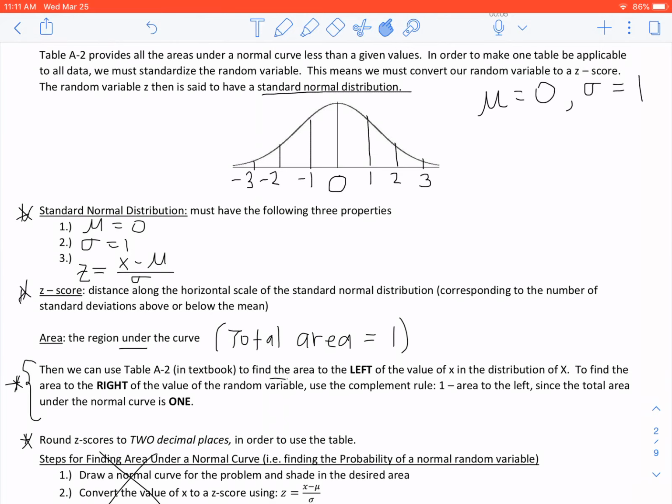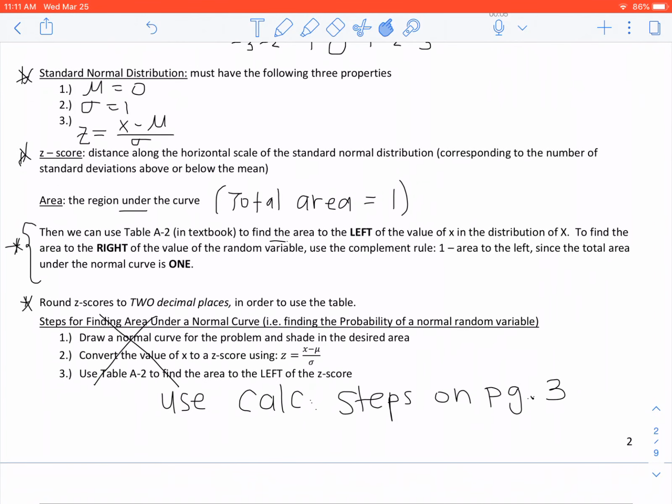And then it says on the next part down here, then we can use table A2 in the textbook to find the area to the left of the value of the distribution. We will actually be using the calculator, but the key thing here is that to find the area on the other side, like what we did in the refrigerator example, we're going to do 1 minus the area on the left to get the area on the right, and vice versa. So that is the complement rule. So round z-scores to 2 decimal places.